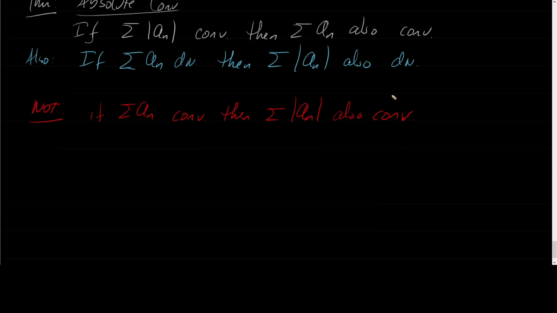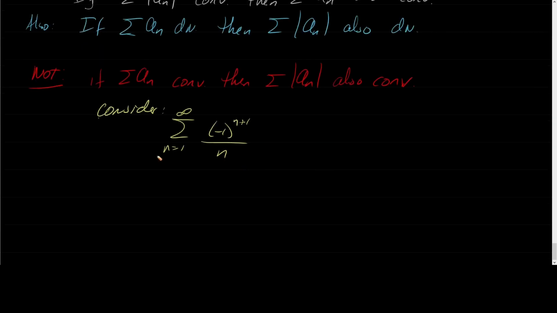Now, let's look at why this statement is a false statement. So why is it that if a series converges, then we can't say that the absolute value version also converges? Well, consider this series: the sum of -1 to the n plus 1 over n. This is an alternating series, right? Because we have -1 to the n plus 1.